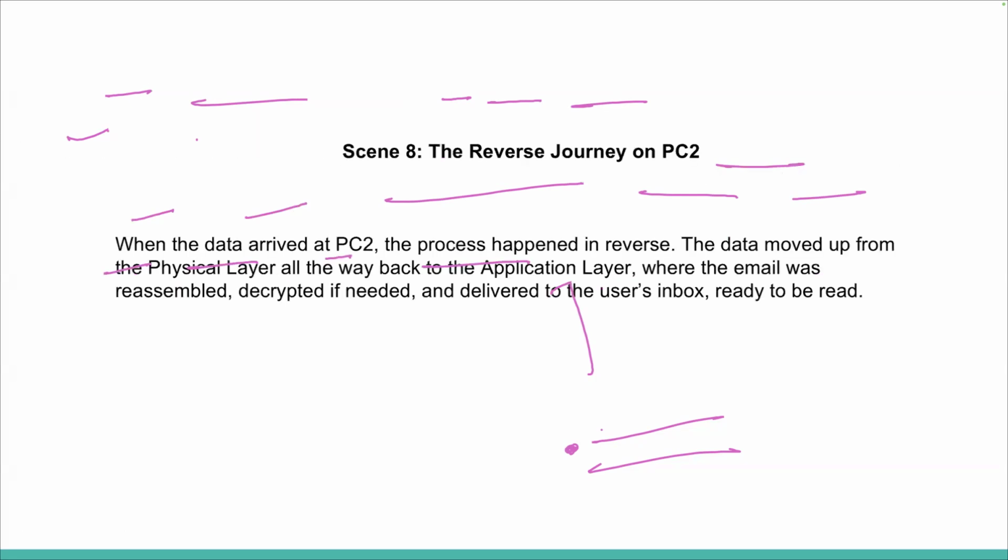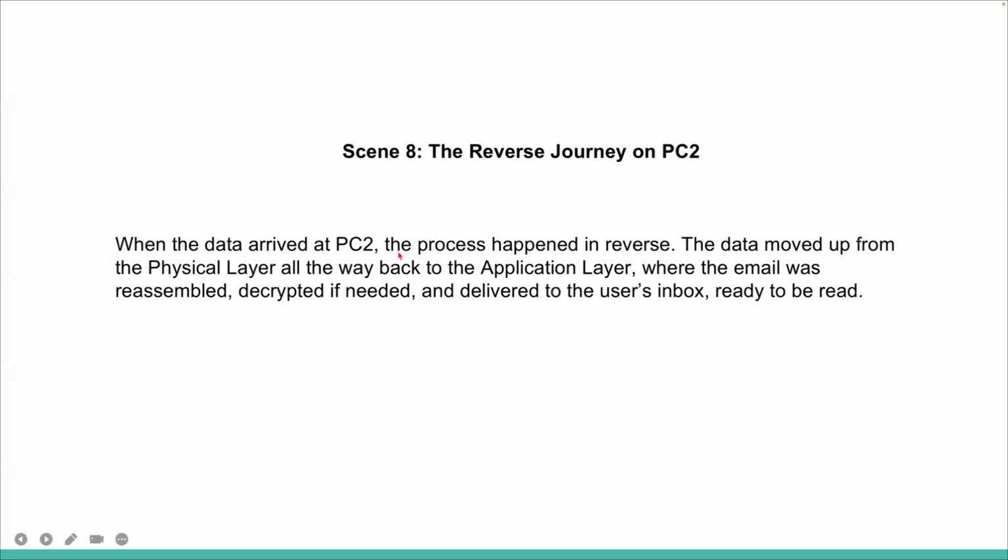Now after reaching PC2, again the steps will be reversed. The reverse journey of PC2 happens now. When the data arrived at PC2, the process happened in reverse. Data moved up from the physical layer all the way to the application layer. It will unlock each and every piece of information which you packed, like the IP address packing, MAC address. It will open everything. It will reach all the way to the application, and you will be able to see the email.